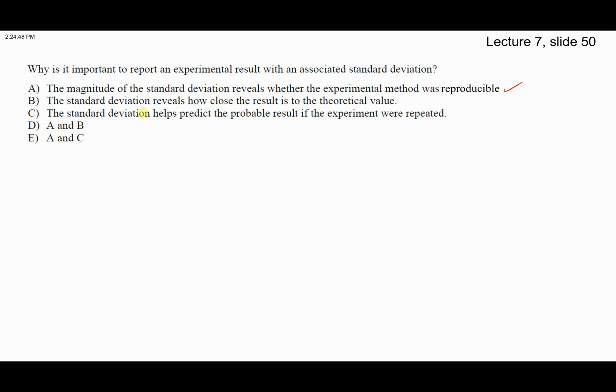The standard deviation reveals how close the result is to the theoretical value. No, that's percent error, right? So absolutely not. That is a no-go. The standard deviation helps predict the probable result if the experiment were repeated. Exactly, right? You have a 68% chance that the next measurement will be within plus or minus. That's standard deviation. So this is also good. So it would be A and C, and that means the answer is E. Great.